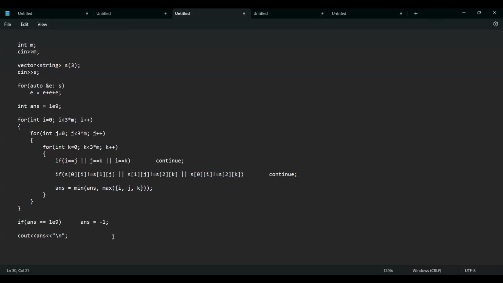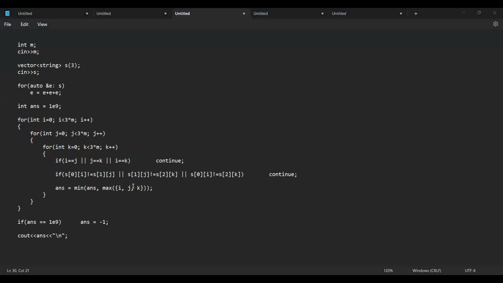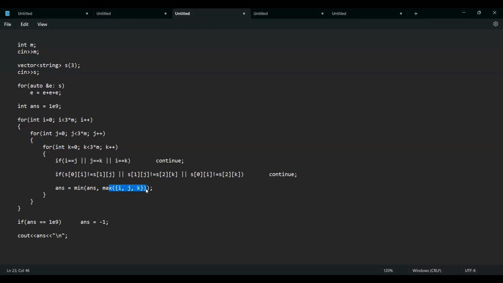Yes, clear. The max function works like this. Is it from the template or can we do it like that? No, you can do it like this. I have not implemented this, this is the inbuilt max function. It always takes 2 values, but you can do max of it like this also, or otherwise you can write it in curly brackets.